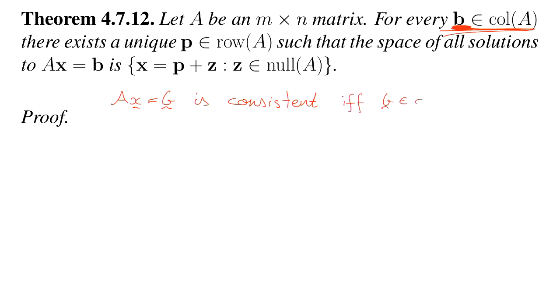All right, so we already showed this, that Ax equals b is consistent if and only if b is in the column space. So we know by this assumption here that our equation is consistent. Right? And it's consistent now for every choice of b in here.